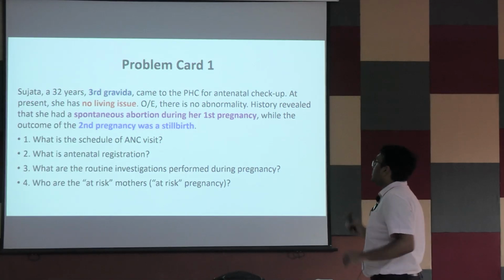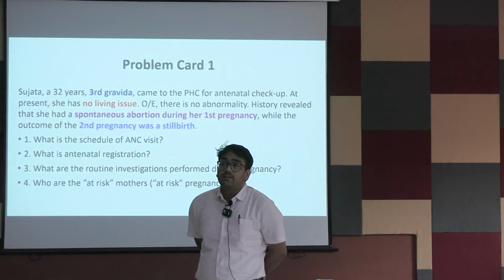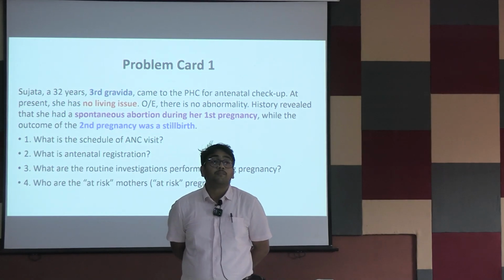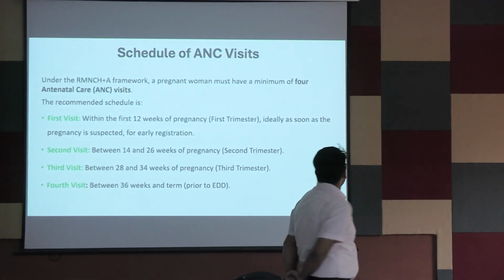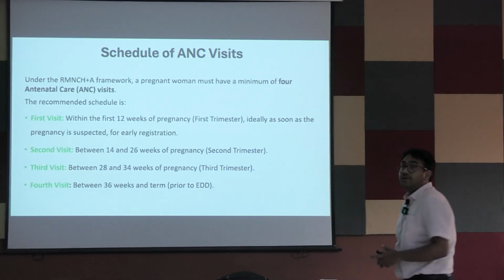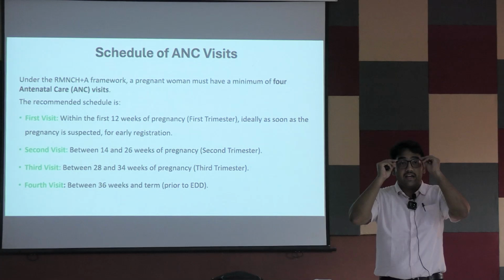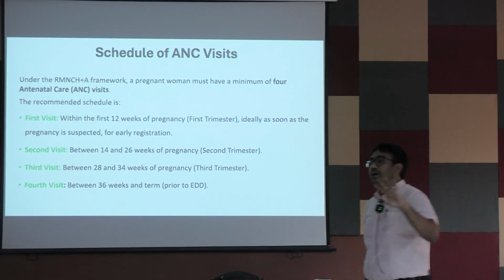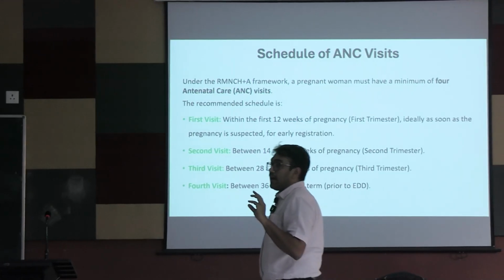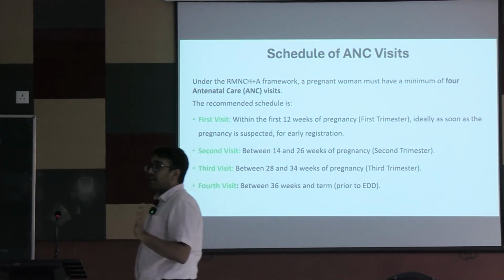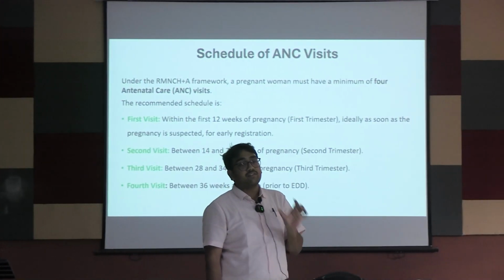Going ahead with this, what is the schedule of ANC visit? So how many visits are mandated in our national program? A minimum of 4 visits, isn't it? A minimum of 4 visits. So as we know, under the RMNCHA, what is the full form of RMNCHA? Now it is RMNCHA plus N. Reproductive, maternal, newborn, child and adolescent health plus nutrition. Okay. Now it is RMNCHA plus N.